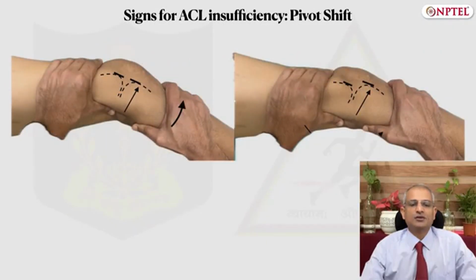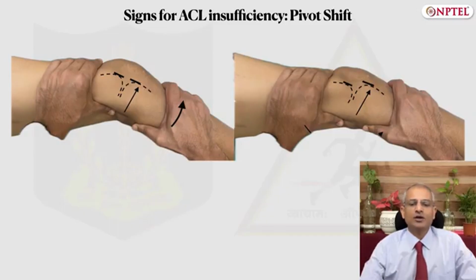This test is done to assess the anterolateral rotatory instability of the knee. This can be done in supine or a floppy lateral position. A combination of axial load and valgus force is applied to the knee along with internal rotation of tibia. In this position, the knee is gently moved from full extension to flexion and vice versa.